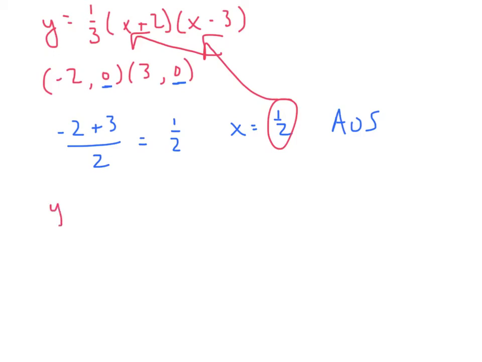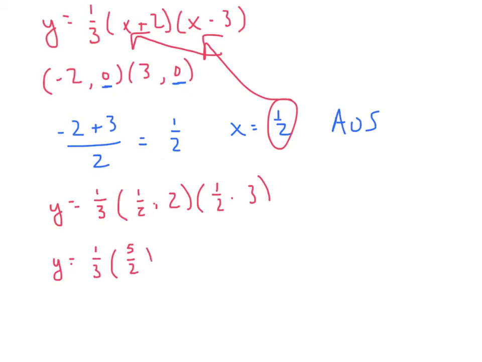So I know that y equals 1/3 times 1/2 plus 2 times 1/2 minus 3, so y equals 1/3 times 5/2 times negative 5/2, which is going to be negative 25/12. That's a pretty number. So my vertex is 1/2, negative 25/12.